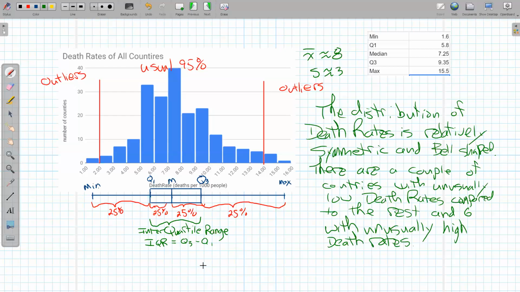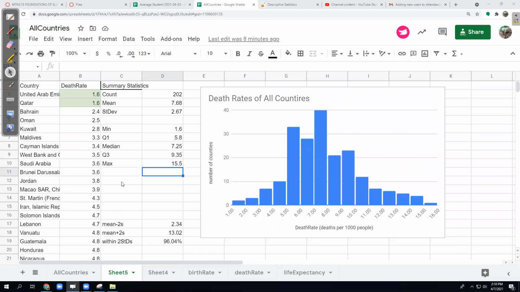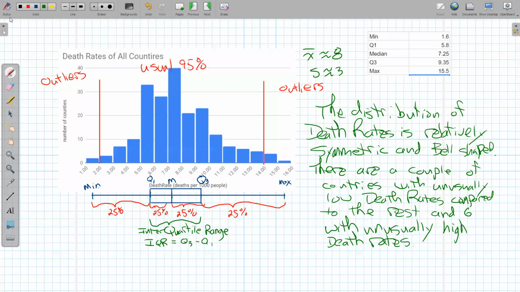So let's get that number out of the spreadsheet. So we'll make a new statistic down here for the interquartile range, IQR, and it's just equal to Q3 minus Q1. It's the width of the box in the box plot, 3.55. So the IQR in this case is equal to 3.55.